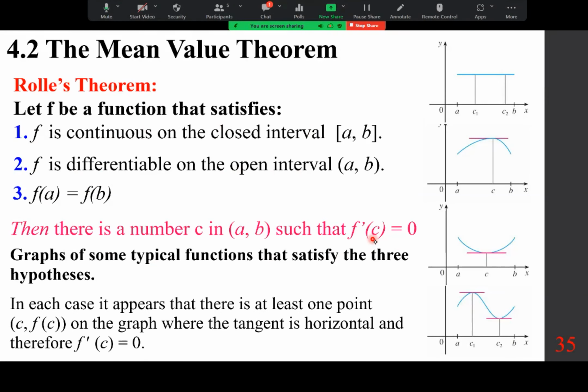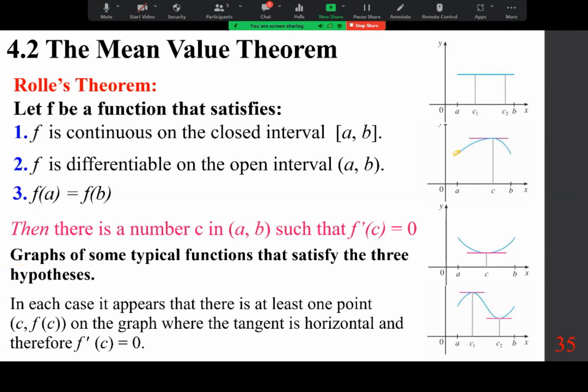And in each case, it appears that there is at least one point c, f of c on the graph where the tangent is horizontal and therefore f prime is 0. If you look at these, all of them have f of a equals f of b. So if you pick, for example, this point and this point, f of a equals f of b.